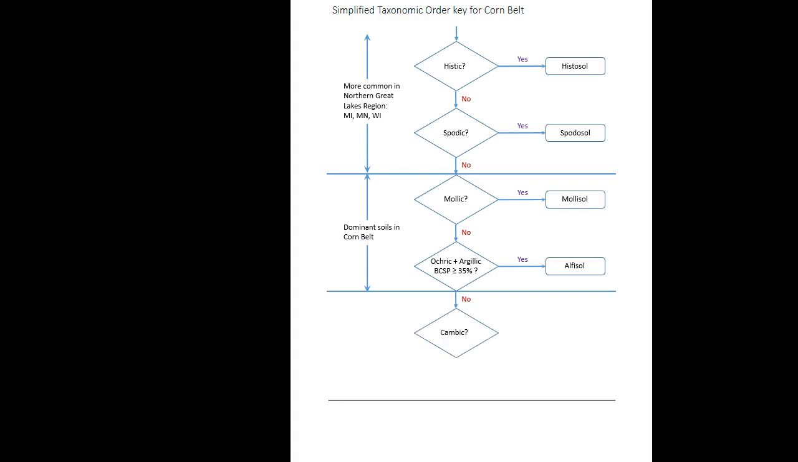If it doesn't have that, we go on to the next question, ask, does it have a cambic horizon? The answer is yes, it's an inceptisol. And if the answer is no, then we have one of our baby soils, an entisol, something that is just beginning to form. The inceptisols may be moving in a direction so that if the soil formation continues for another 100, 200 years, it will look like a different soil. And then the inceptisols and entisols are found in small isolated areas, and these are often associated with river systems.